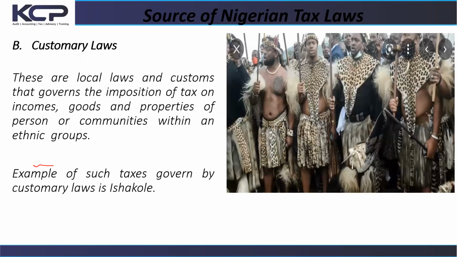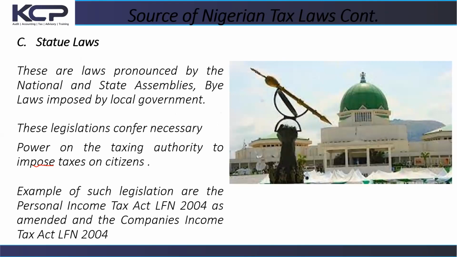Then customary law. Customary law also has a lot of impact on our current tax laws, and we could identify Ishakole, which is what transitioned into what we call the Personal Income Tax Act today. We made mention of the statute law, which are laws made by the National Assembly or the State Assembly that become effective and impactful on anybody who has any taxable income.